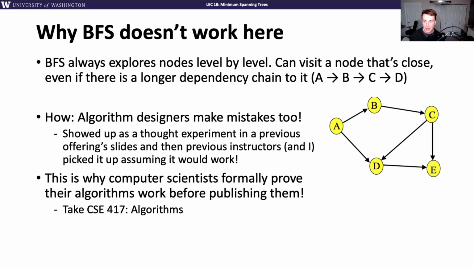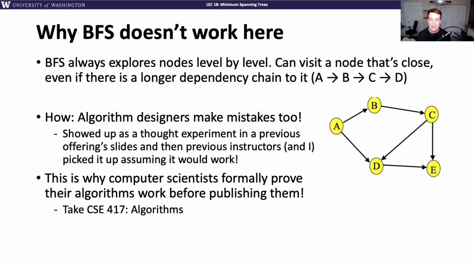So BFS is not going to work for topological sort. Remember that BFS always explores things level by level, so it always finds the shortest distance in terms of the number of edges. So it's possible that in this breadth first search, you might start at A and then visit D, but that's not going to respect maybe a long dependency chain to D, like A to B to C to D. So breadth first search is actually kind of scuffed here. It's not going to really work.